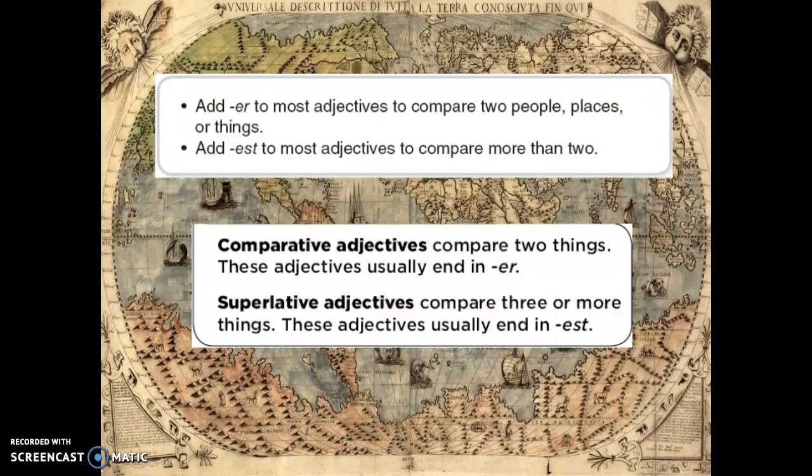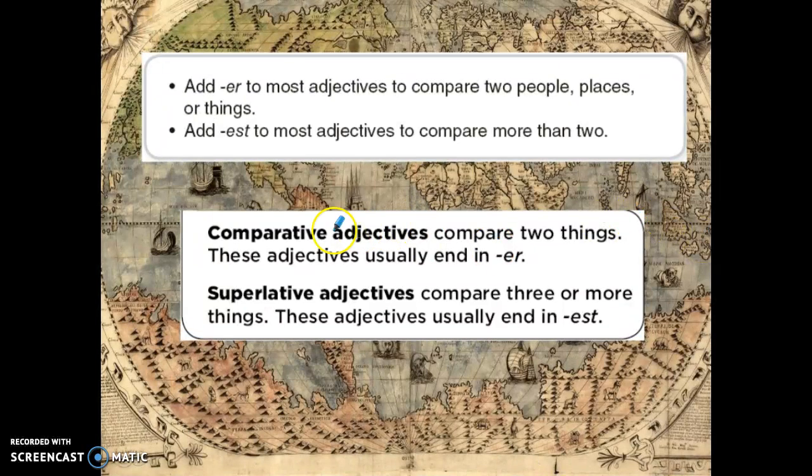Today we're going to be talking more about adjectives. And besides describing nouns and pronouns, adjectives can be used to compare two or more things. So today we're going to talk about comparative and superlative adjectives. So we add ER to most adjectives when we compare two people, places, or things.